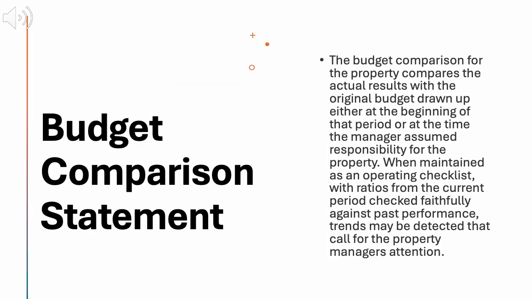Budget comparison statement. The budget comparison for the property compares the actual results with the original budget drawn up either at the beginning of that period or at the time the manager assumed responsibility for the property. When maintained as an operating checklist with ratios from the current period checked faithfully against past performance, trends may be detected that call for the property manager's attention.